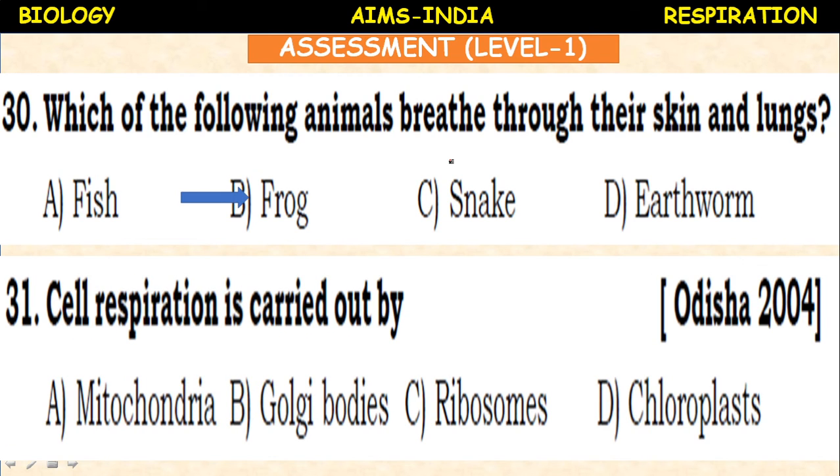Cellular respiration. Cell respiration is carried out by which cell organelle? It is the mitochondria, which is involved in the cellular respiration. That's why the mitochondria are called powerhouses of the cell. The energy is produced in the mitochondria in the form of ATP. So hence they are called powerhouses of the cell.